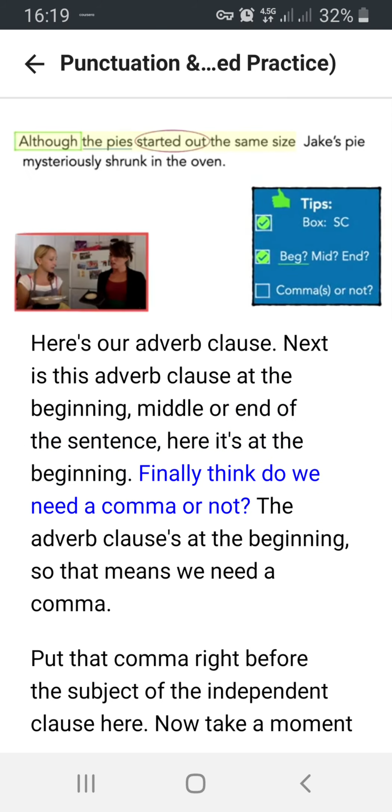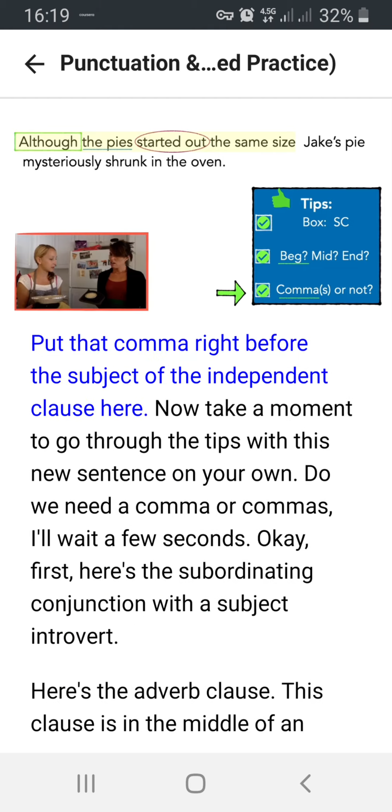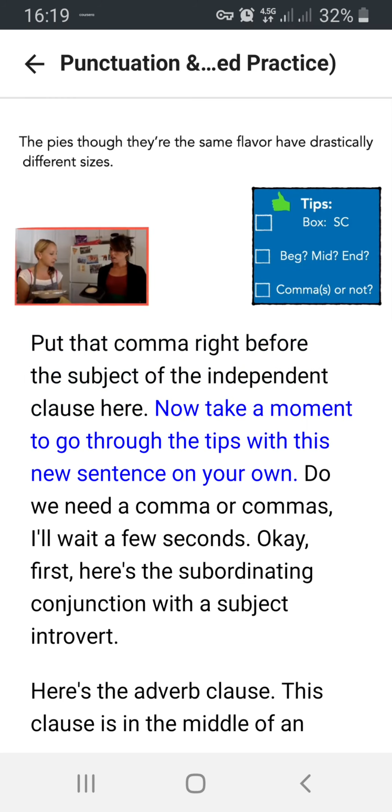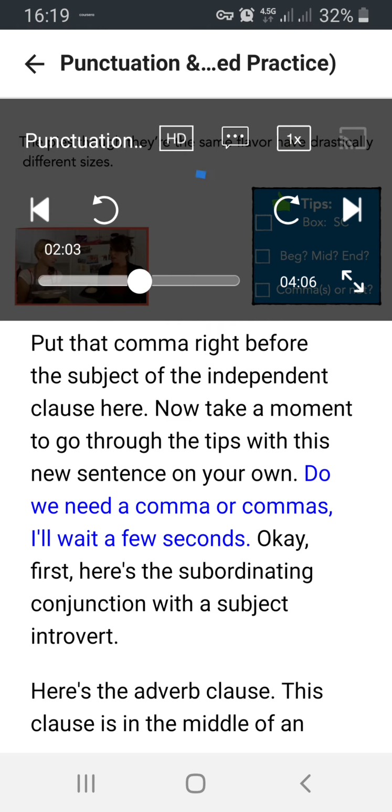Finally, think. Do we need a comma or not? The adverb clause is at the beginning, so that means we need a comma. Put that comma right before the subject of the independent clause, here. Now take a moment to go through the tips with this new sentence on your own. Do we need a comma or commas?